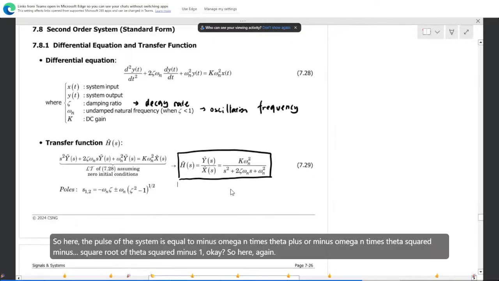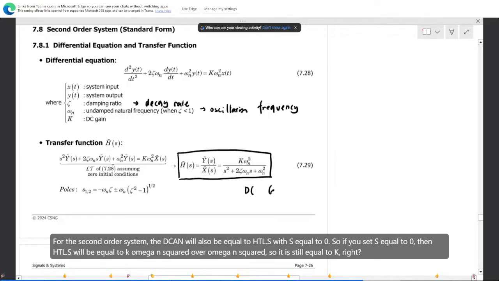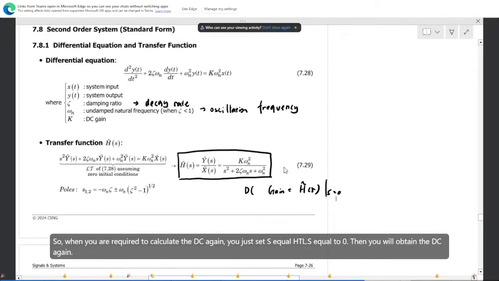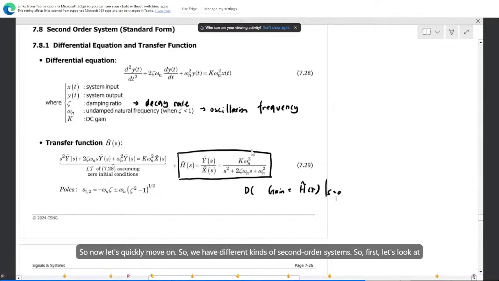So here, the poles of the system are equal to minus omega n times theta plus or minus omega n times square root of theta squared minus 1. Okay, so here again, for the second order system, the DC gain will also be equal to H(s) with s equal to 0. So if you set s equal to 0, then H(s) will be equal to k omega n squared over omega n squared. So it is still equal to k, right? So when you are required to calculate the DC gain, you just set s in the H(s) equal to 0. Then you will obtain the DC gain. Okay. So now let's quickly move on.